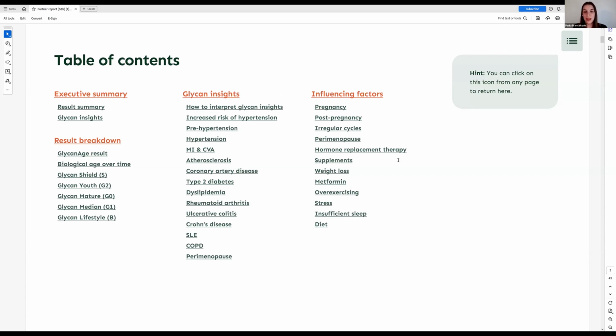And we have the newest part of the report: the influencing factors. Here we have a list of conditions or therapies that can impact the GlycanAge results in a positive or a negative way. We will briefly go through all of them. It's important for you to evaluate if these conditions or therapies are present in your patients, to get an accurate reading and to know what the main drivers of their changes in the glycans are.